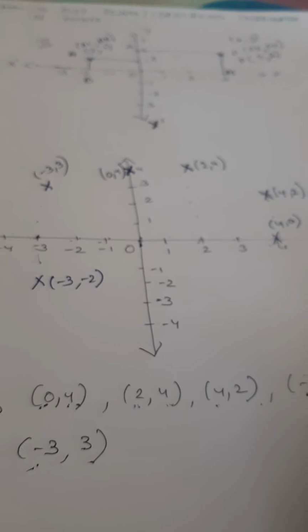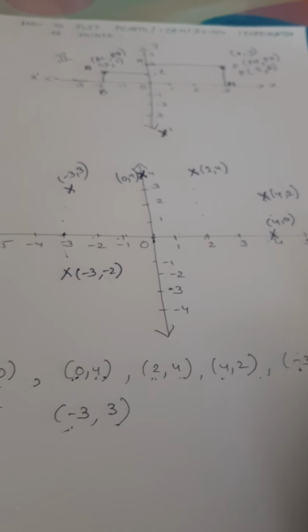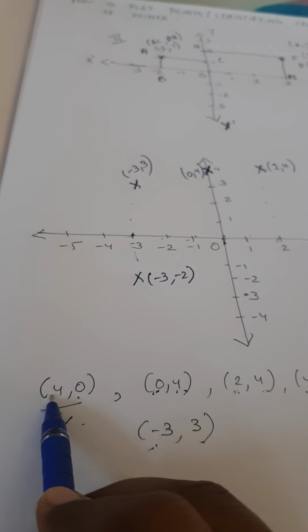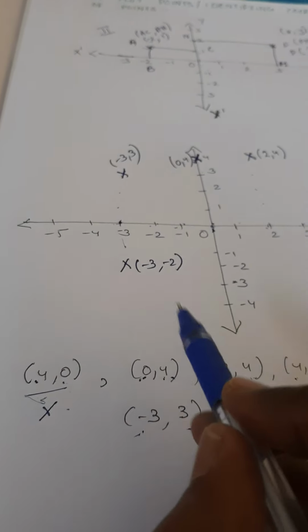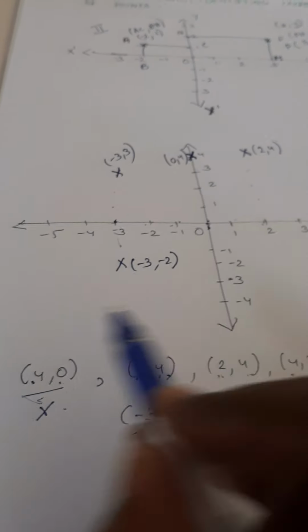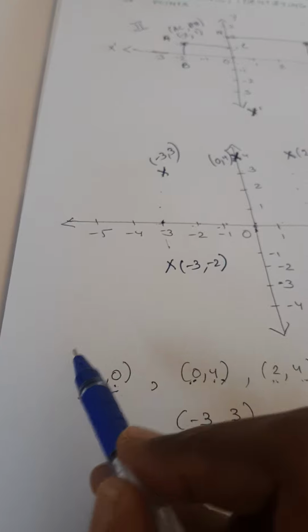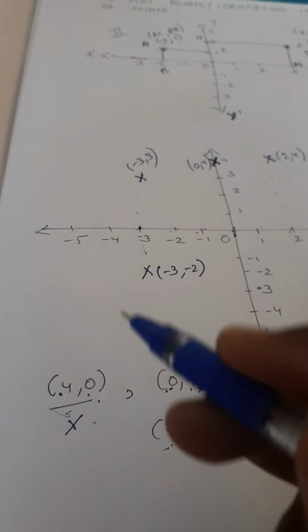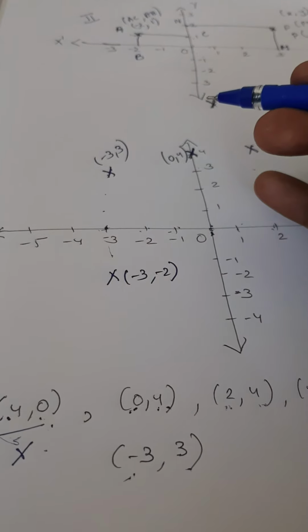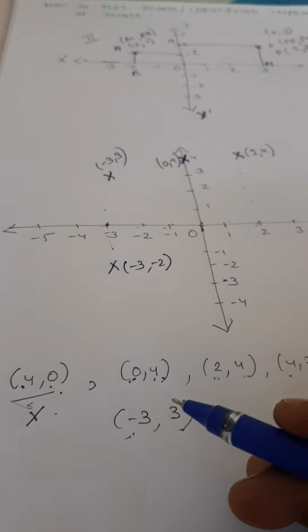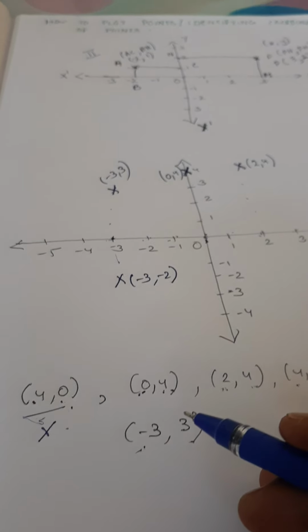Okay, I hope this was clear. We have plotted enough points. The shortcut is: whatever x coordinate is given, just jump that number of units along the x-axis, whether the positive or negative x-axis, and then whatever the y coordinate is given, just jump that number of units above the x-axis or below the x-axis, depending on whether it is positive or negative. Correct? So I hope this session was clear.